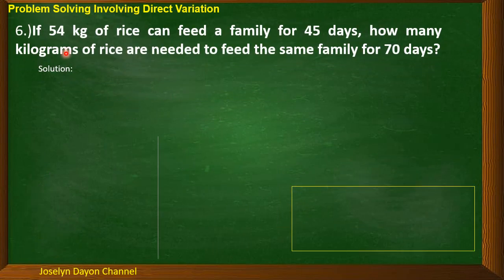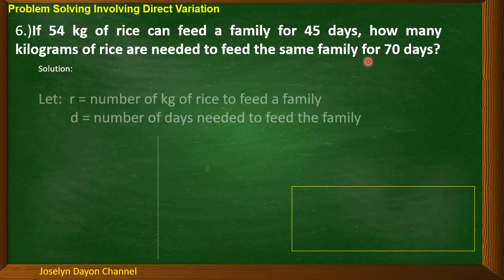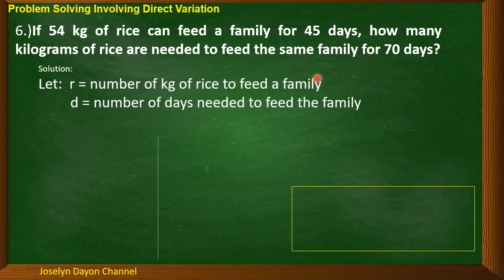Next problem. If 54 kilogram of rice can feed a family for 45 days, how many kilograms of rice are needed to feed the same family for 70 days? This is also a direct variation problem. Okay, let R be the number of kilogram of rice to feed a family, D the number of days needed to feed the family. So, translate the statement. So we have R, number of kilogram of rice to feed a family, varies directly to the number of days.